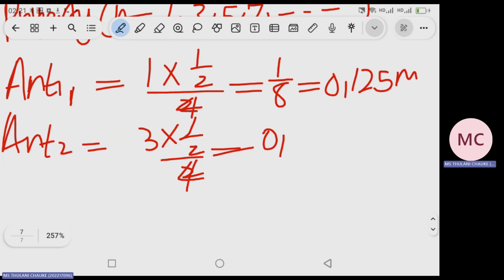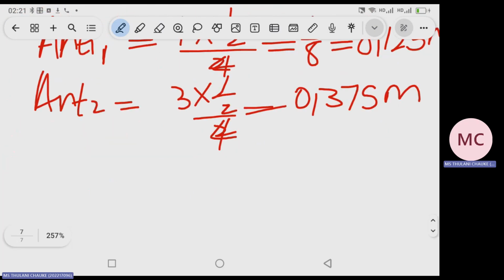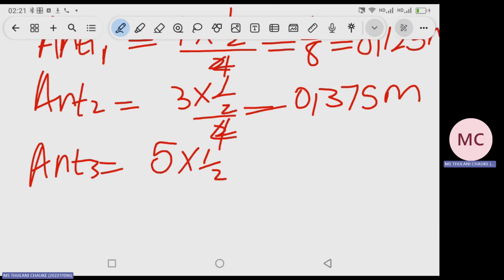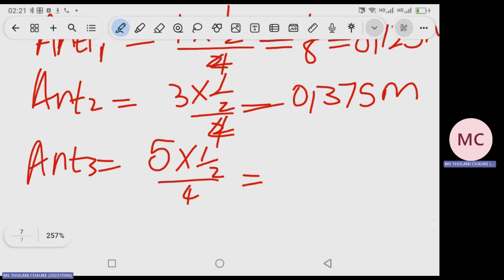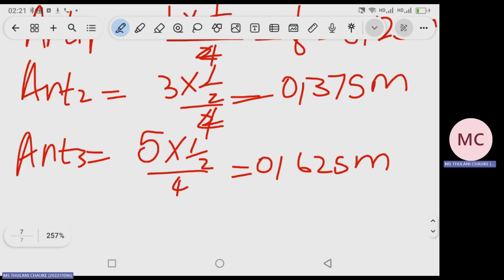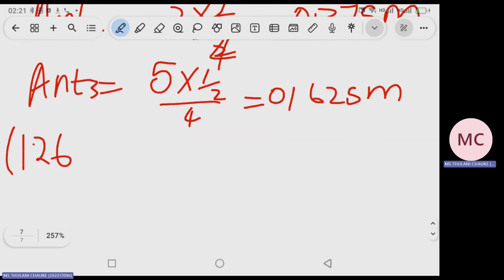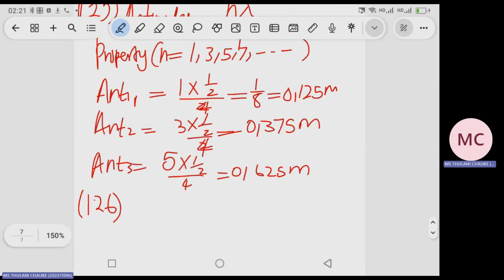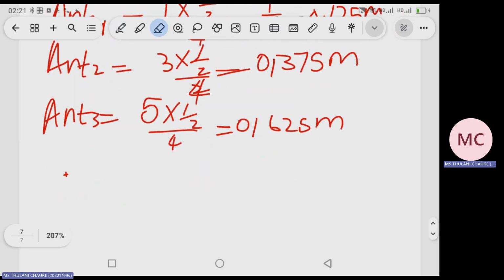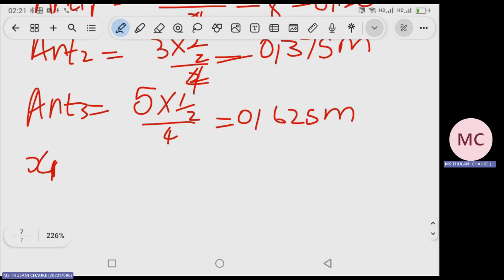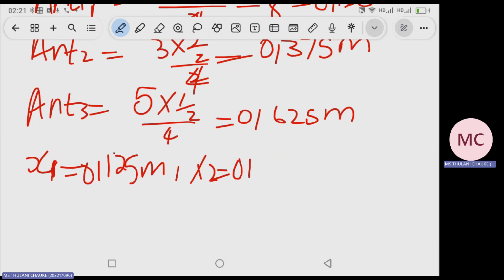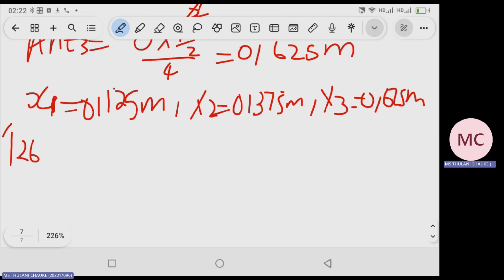And then for this one, you'll get 0.375 meters. For antinode 3, it will be 0.625 meters. So you'll just list the positions: x1 equal to 0.125 meters, x2 equal to 0.375 meters, x3 equal to 0.625 meters. Then we go to 1.2.6.